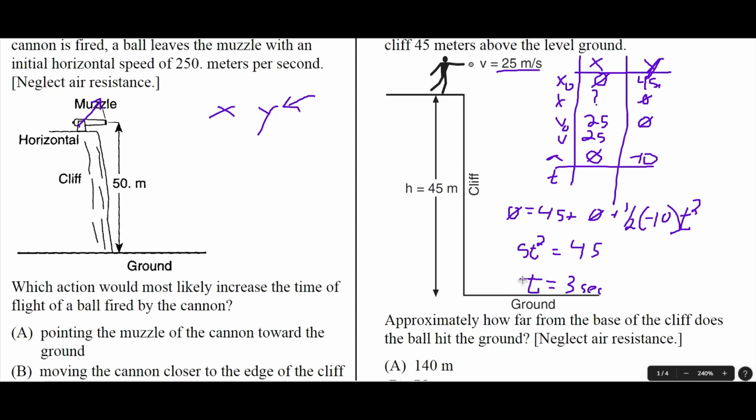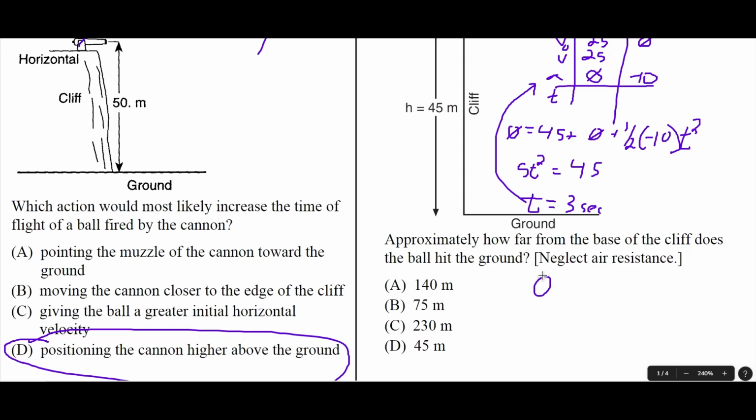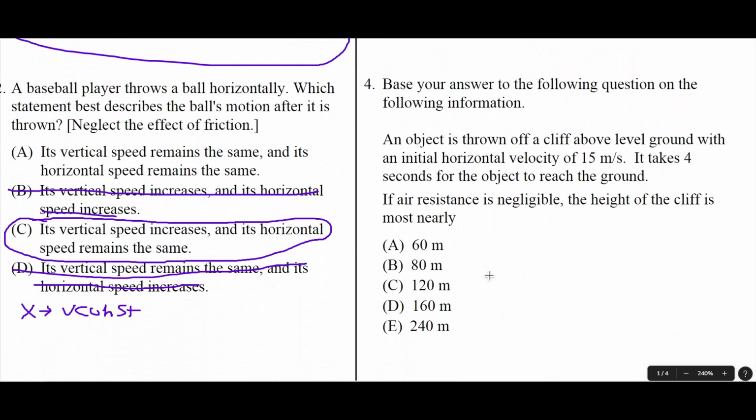Once I have that time, I can now essentially use the annoying x equation again, this time using the x column. The only thing of worth is the fact that the initial velocity is 25. So we end up having 0 plus 25 times 3 plus 0 for the acceleration term. And that ends up getting me the distance to be 75.